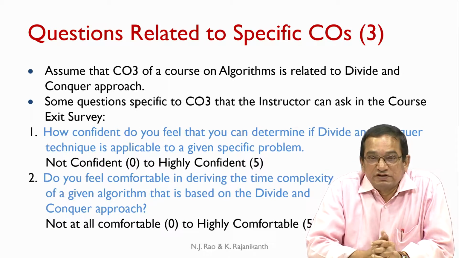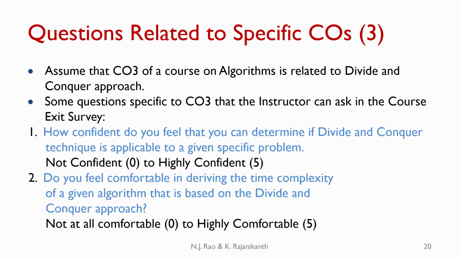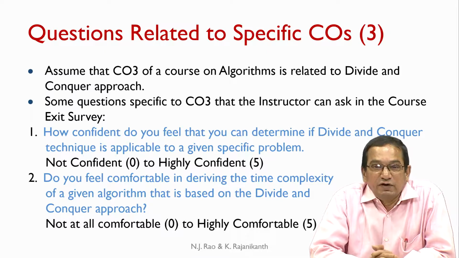So, some of the questions can be like this, related to specific COs. Assume that in a course on algorithms, we have a course outcome 3 that is related to the divide and conquer approach. This is just an example. Some questions specific to CO3 that the instructor can ask in this course exit survey would be: how confident do you feel that you can determine if the divide and conquer technique is applicable to a given specific problem? Not confident 0 to highly confident 5.